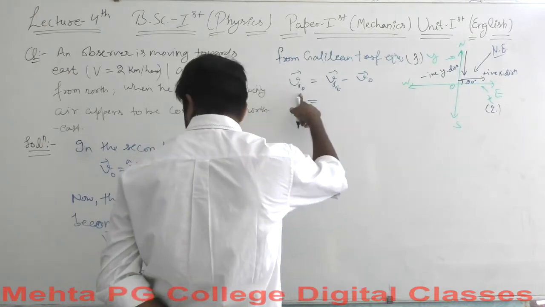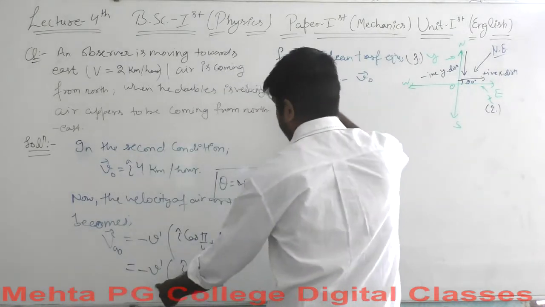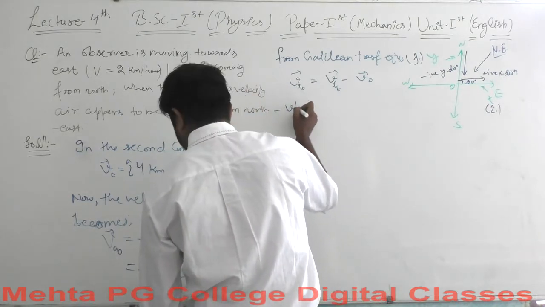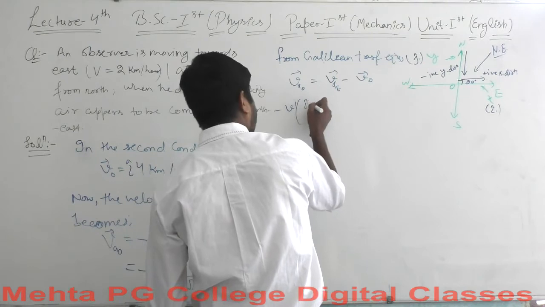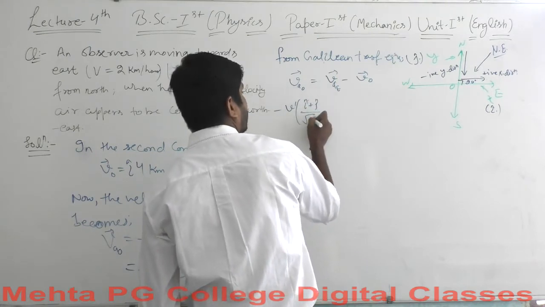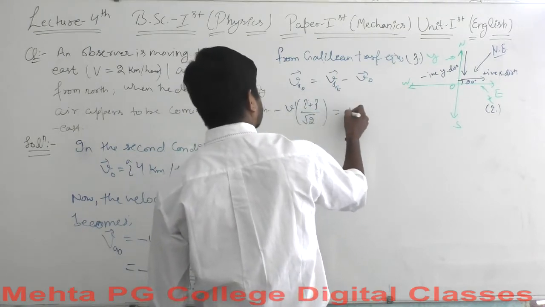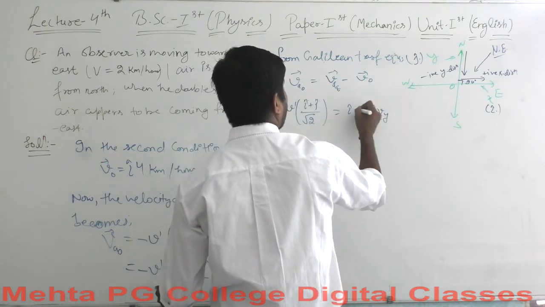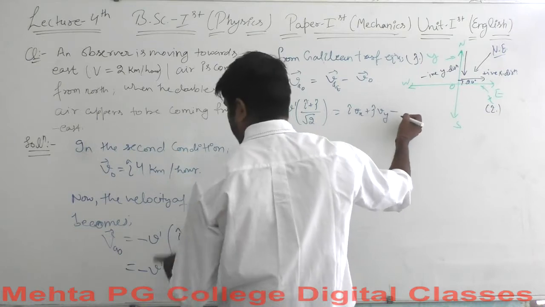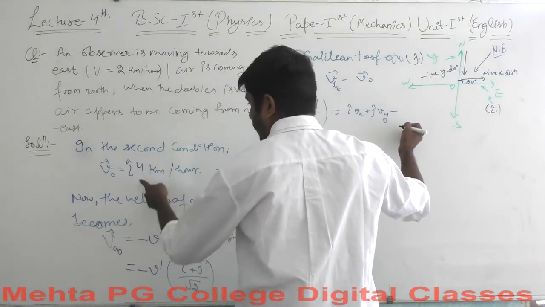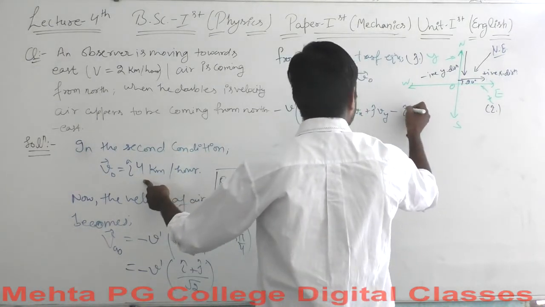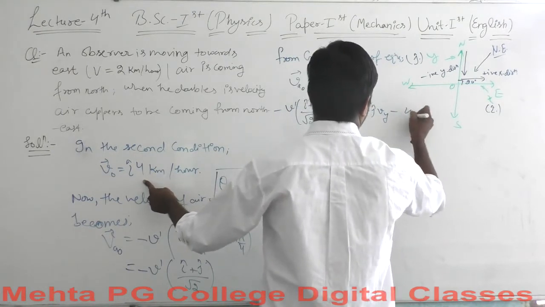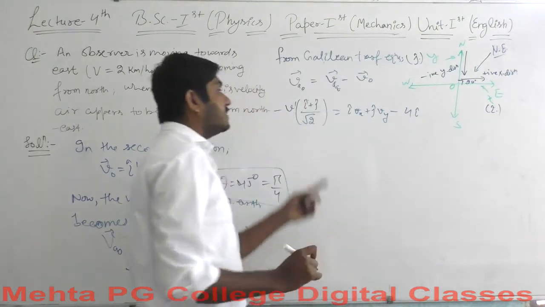So what should be the value here? You remember, it has been written here: minus v dash (i cap plus j cap) over root 2, and this is equal to i cap Vx plus j cap Vy minus, what should be the value here? The velocity of the observer is double its original. This is i cap, so this is 4 i cap.